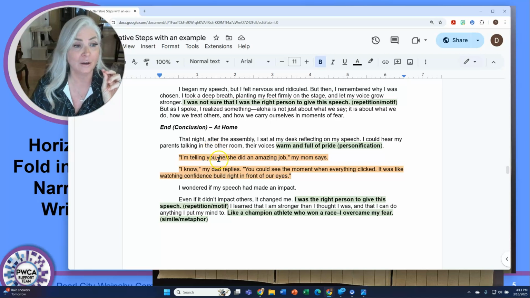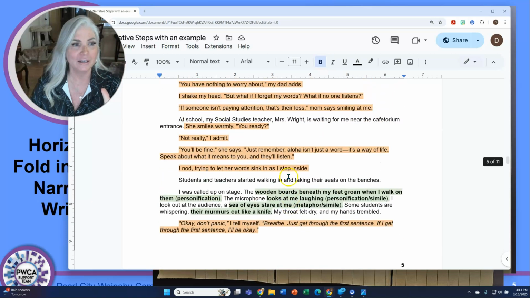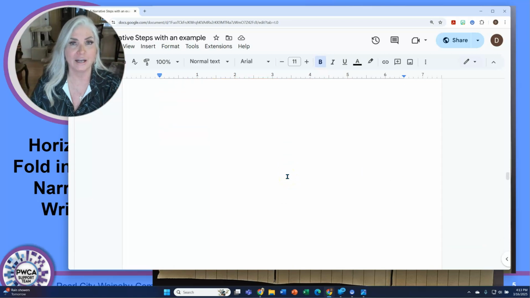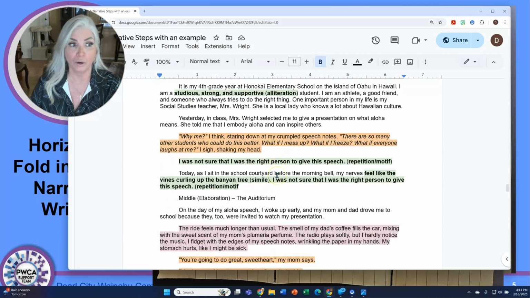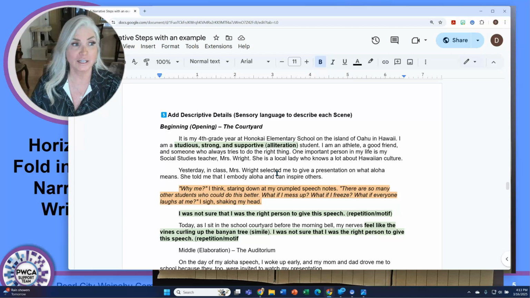Now for the ending, remember we heard our parents talking in the other room, and we heard them saying, I'm telling you, she did an amazing job, my mom says. I know, my dad replies. You could see the moment when everything clicked. It was like watching confidence build right in front of our eyes. So we just added some dialogue to this, and now our narrative has grown into a pretty well-written story. We just now need to add some of those descriptive details.